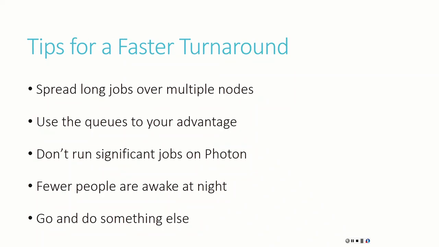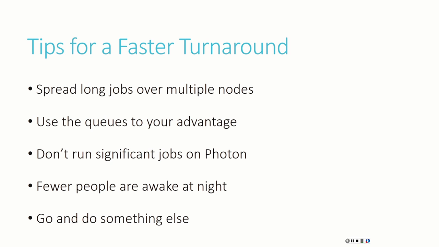Now, tips for faster turnaround. Spread long jobs over multiple nodes. So, as he was alluding to earlier, you can run a job on multiple nodes, not just one. This is particularly useful if you have a job that you expect to take many, many hours, days even. So use the queues to your advantage.